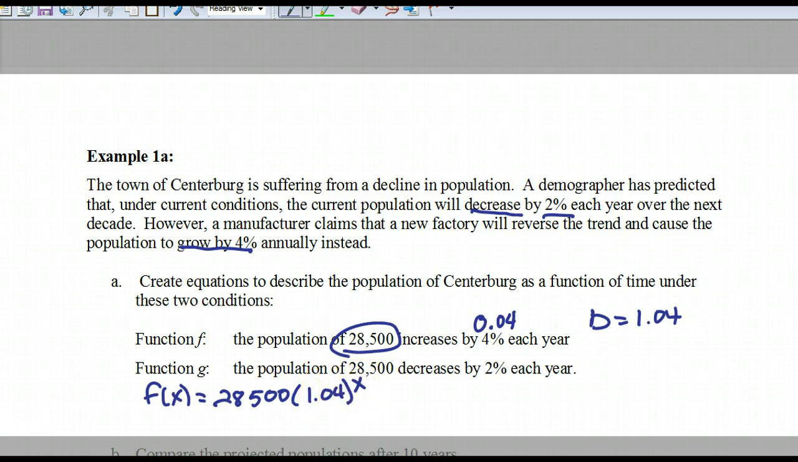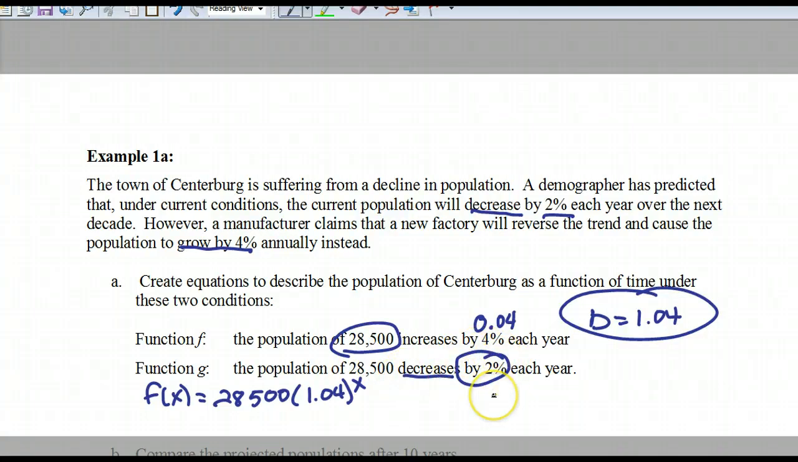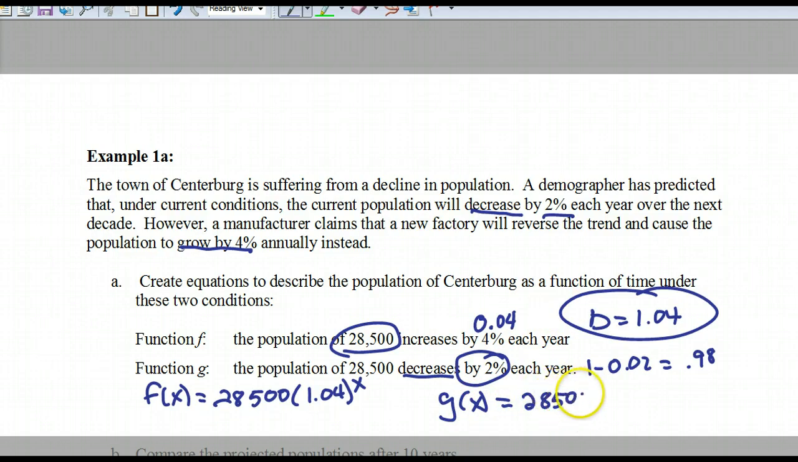So on the second one, because we are decreasing, we're going to subtract this amount from 1. So it'll be 1 minus 0.02, which equals 0.98. Okay? So g of x equals 28,500 times 0.98 to the x power.